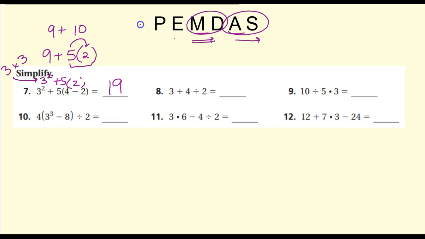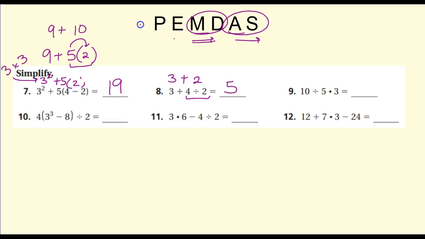Let's look at number 8. No parentheses, no exponents. I do have multiplication and division. Right here I have a division problem. So 4 divided by 2 is 2. Copy everything else down. 3 plus 2 is 5.